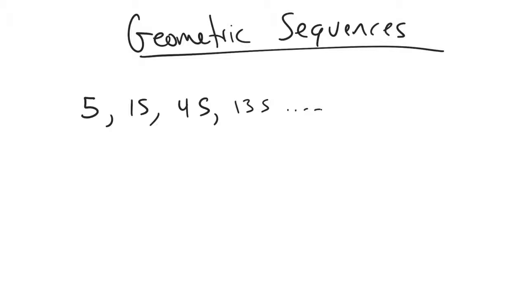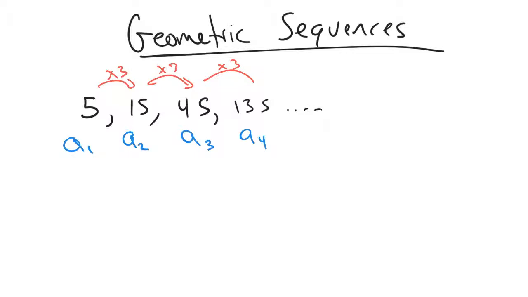So just a reminder, when we write these out, there's the first term, a1, a2, a3, a4. If you look at trying to figure out what we're multiplying by, it looks like we're multiplying by 3, so times 3 to get to the next term. If I wanted to find the term after that, I would do 135 times 3, and we would get 405 as the next term.